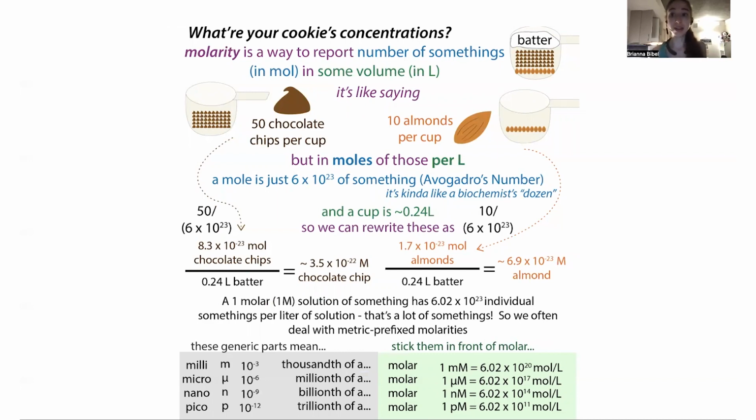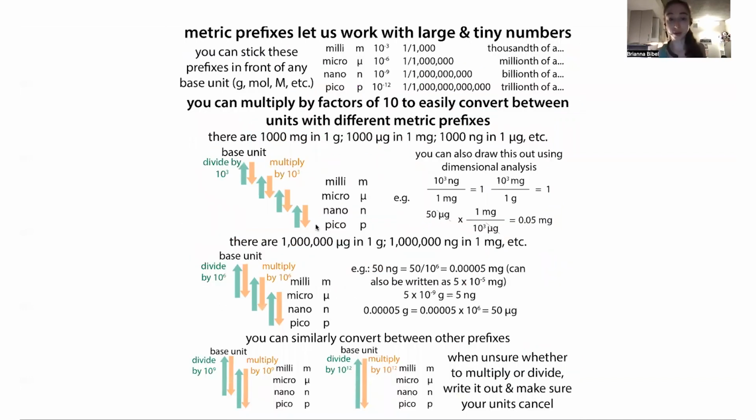In those cases, we might be dealing with millimoles, so like thousandths of a mole, or molar even. With proteins, we're often dealing with micromolar, nanomolar, picomolar. So it helps to have a good sense of being able to convert between these using metric prefixes, noting that micro means millionth, nano means billionth, pico means trillionth, and in between these, you can convert between them by multiplying or dividing by 1,000.